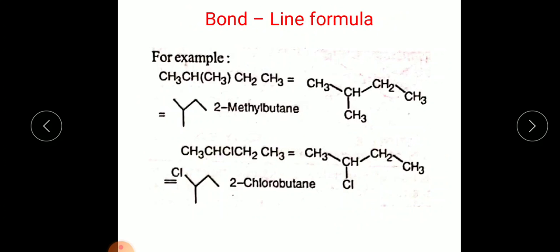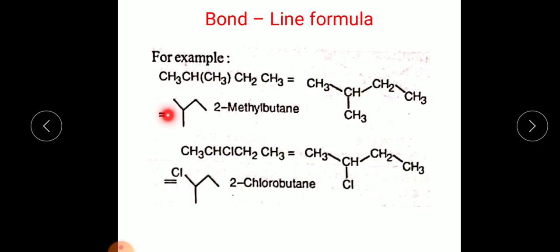Say for example, we have this compound: CH3, CH3, CH2, CH3. So first we'll write down the structure for this. Say CH3, then to this carbon atom we have one CH3, so we have written it over here. Then we have CH2, CH2 and CH3 like this. Okay, now the structure is like this. Now we'll remove all these CH3 and CH2. So the bond line formula for this is written in this way.